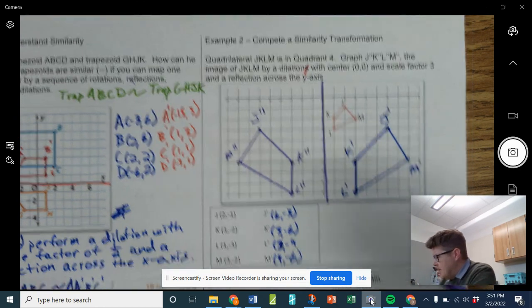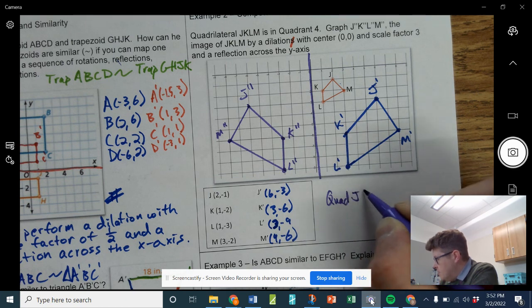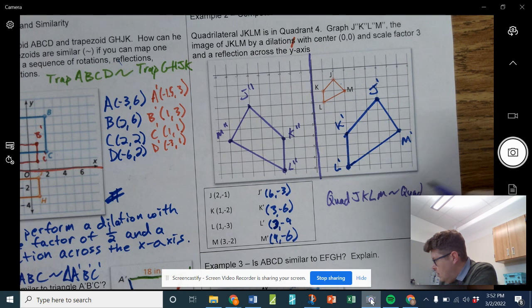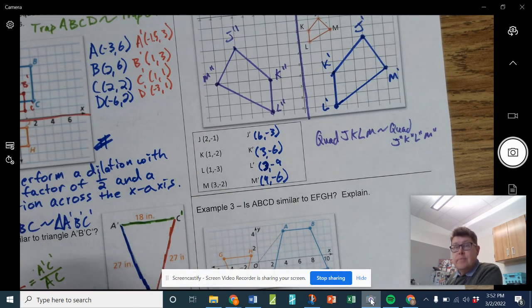So yeah, we can see that quadrilateral JKLM is similar to quadrilateral J prime, K prime, L prime, M prime. Sorry, double primes. Those should have all been double primes. Yeah, just like that.